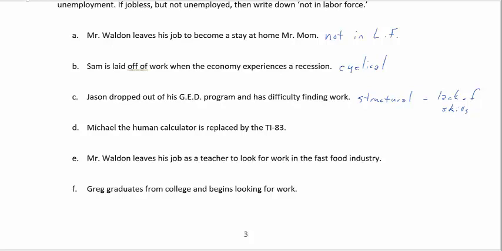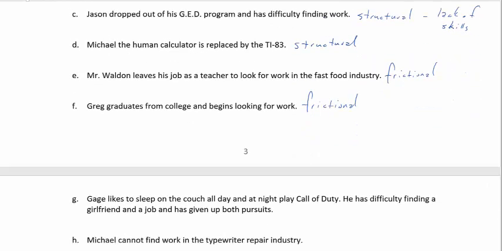Michael the human calculator is replaced by the TI-83. That would also be structural, because a machine replaced him. His skills are not in demand because a machine can do what he can do. I leave my job as a teacher to look for work in the fast food industry. That'd be frictional unemployment. When you leave one job and search for another job, it's frictional. Greg graduates from college and begins looking for work. That would also be frictional, because we presume that through his education he has skills that are in demand. He's just looking for the right job at this point.